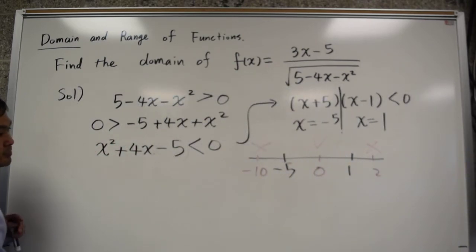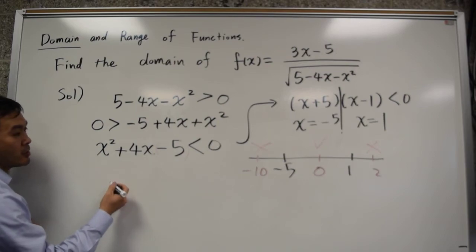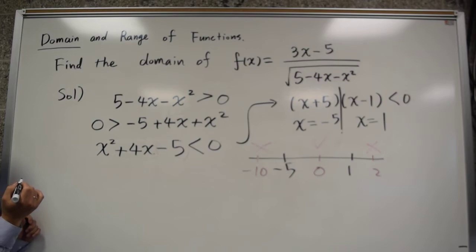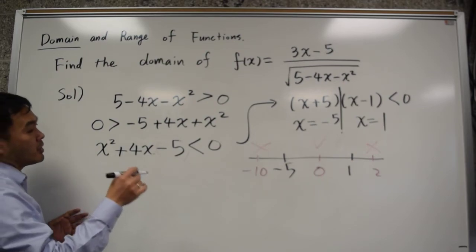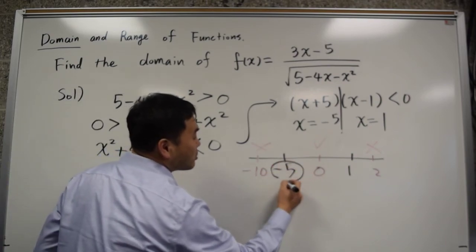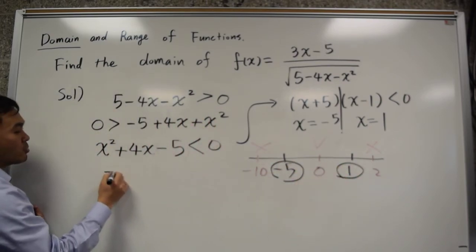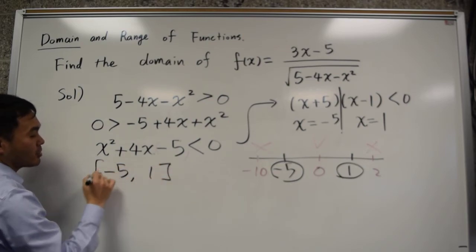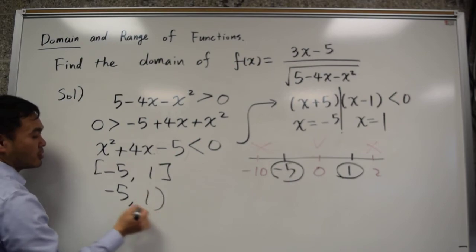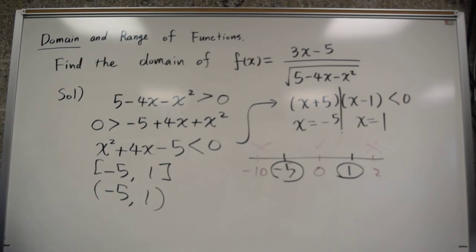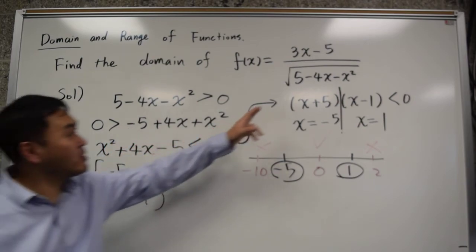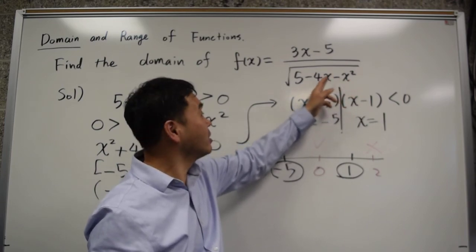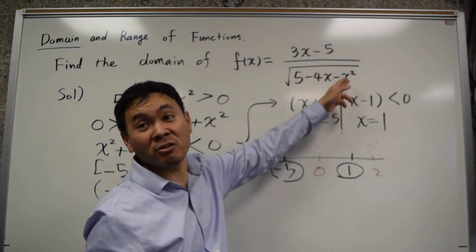What's the answer? Should we include the endpoints, negative 5 and 1? Yes or no? No. Why would you say no? The only thing that works is 0. No, the question is, should I include negative 5 or 1? So should I do this, or should I do this? The second one. Why? Because it can be up until that point. Right, if you plug in 1 in here, what happens? You get 0.